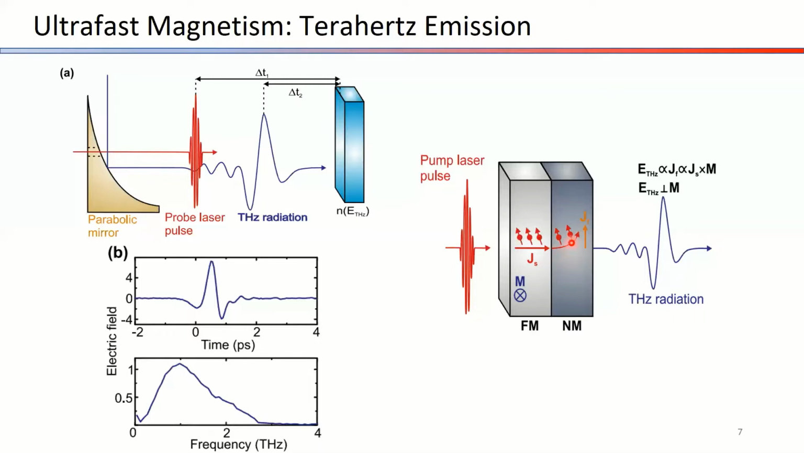So the inverse spin Hall effect causes the path of these electrons to deviate, and they will generate the charge current here in the plane of the sample, and this charge current can give rise to the emission of the terahertz radiation. So here is the terahertz radiation that we can get here, and this terahertz radiation corresponds to the charge current and to the spin current, but it is perpendicular to the magnetization.